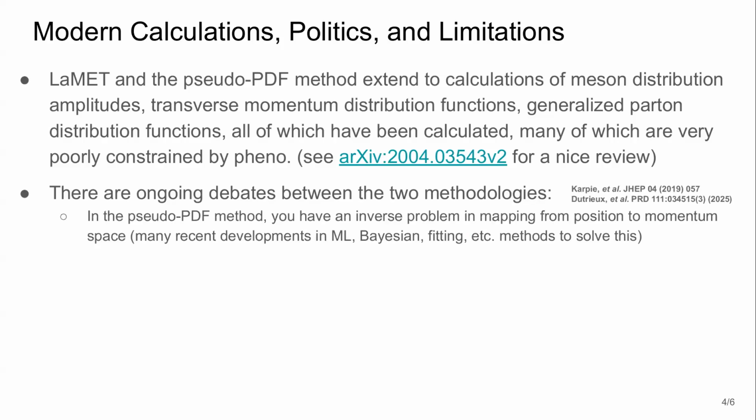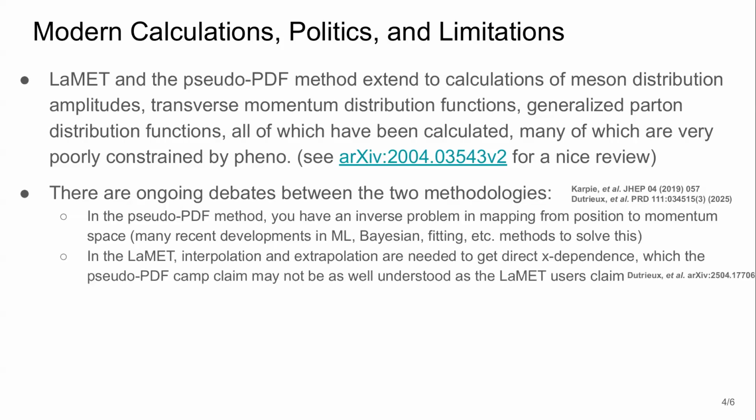In the pseudo-PDF method, like I said, you have this inverse mapping problem from position space to momentum space. That's not always very satisfying for first-principles calculations. We deal with it every day in phenomenology, but it's a little unsatisfying in the theory here. There have been many recent developments in machine learning, Bayesian methods, and all sorts of fitting so that we can try to make this as model independent as possible. In LaMET, you can get direct x dependence for your PDFs. However, you have to use some interpolation and extrapolation, all physically motivated, on your lattice data.